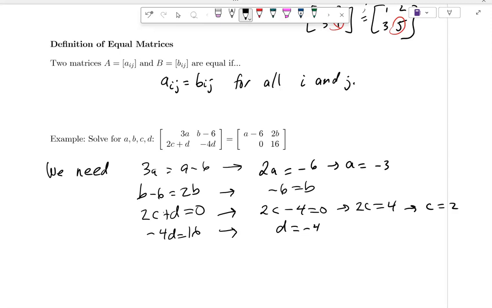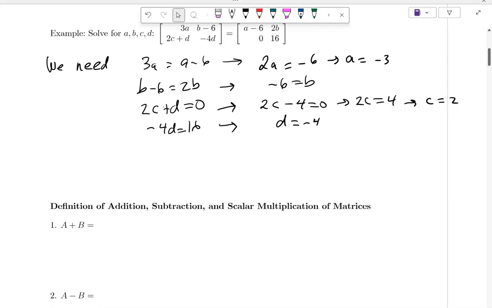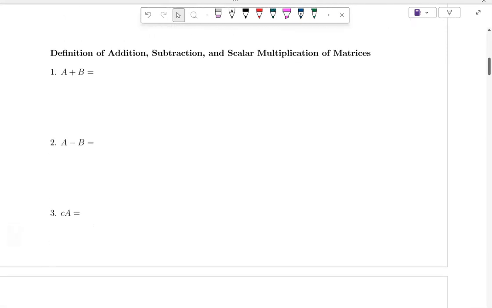Those were fairly straightforward equations to solve, I hope. Just had to do one substitution back. That one okay? All right. So let's talk about some of the operations that we can do with matrices.